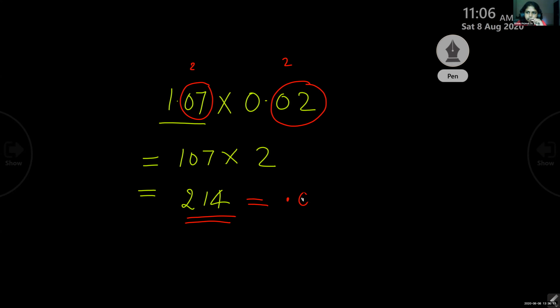Yes, zero. After the decimal point, be careful. If you add it here, the number position will be changed. So don't add there. You can add now on the left side. 0.0214. Now you see after the decimal point 1, 2, 3, 4 places have come. Clear? Yes, ma'am. All of you understood? Yes, ma'am. Now I'll give another problem of the same type.